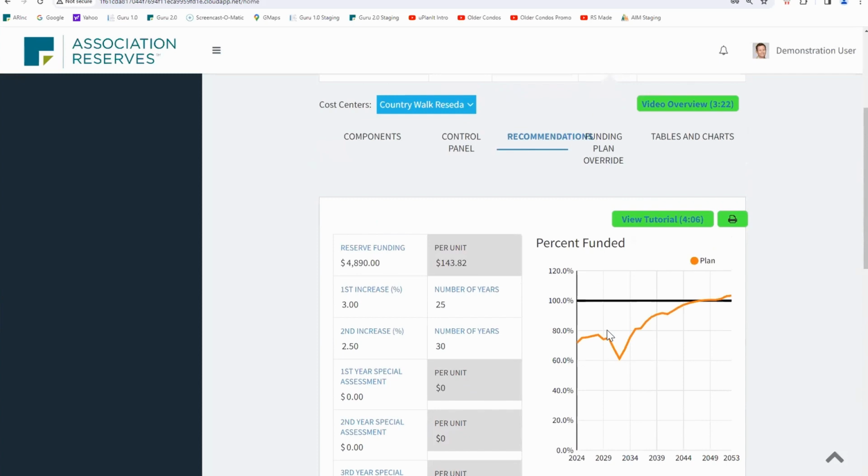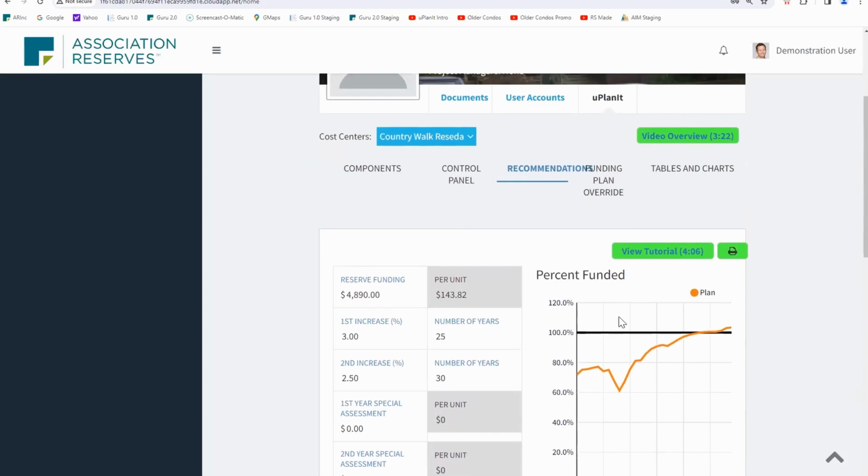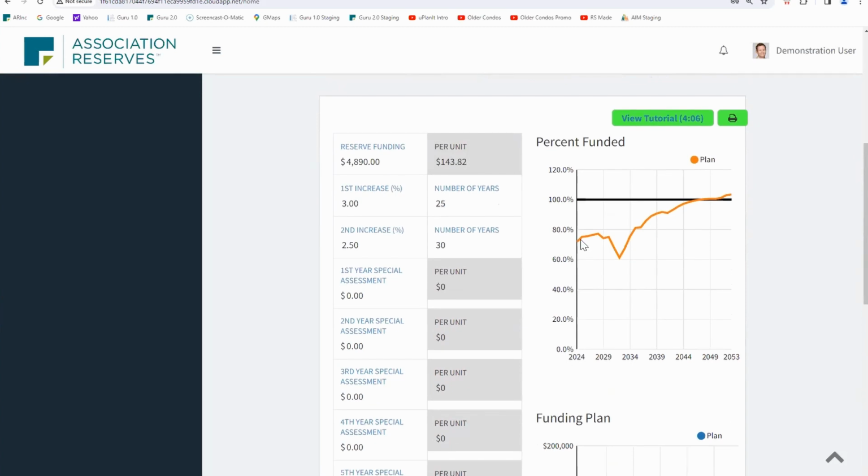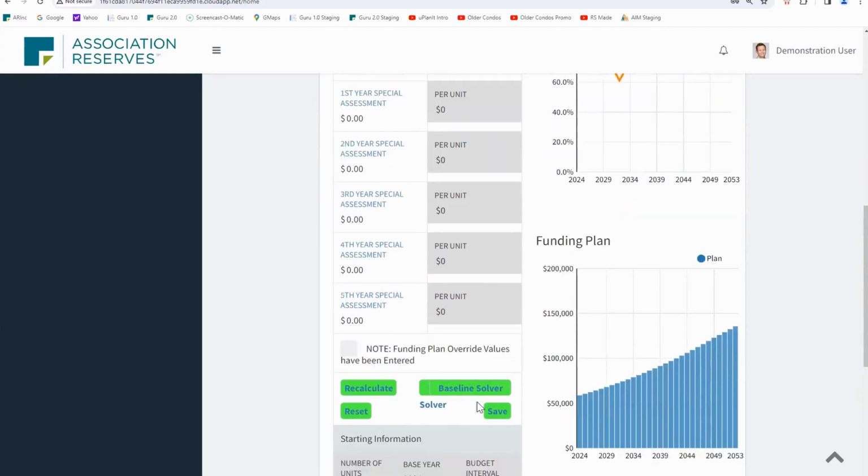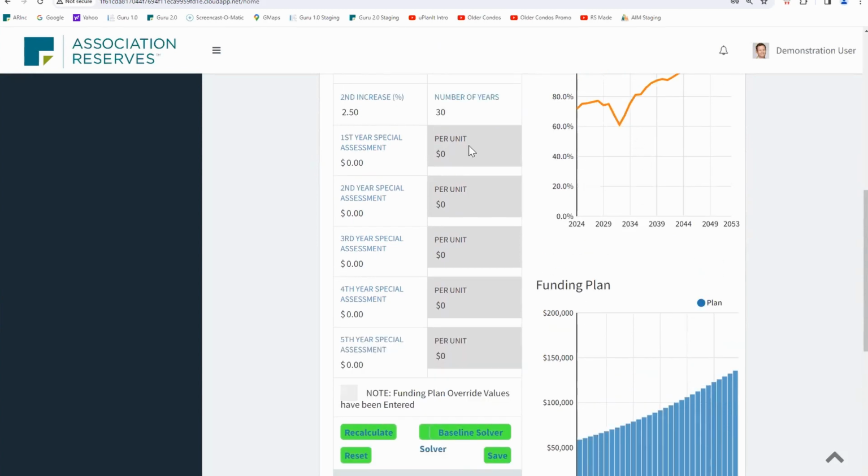So what do you want to do? Well, this is probably what we're looking at as the full funding plan. Let's take a look at what a baseline funding might look like. Okay, baseline funding, for those of you new, is just barely being cash positive.